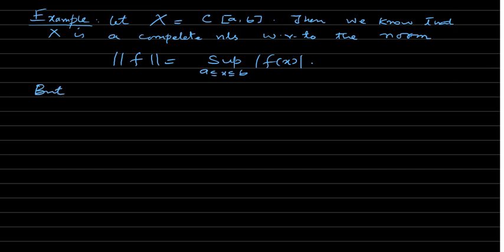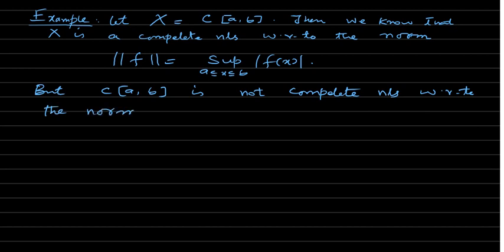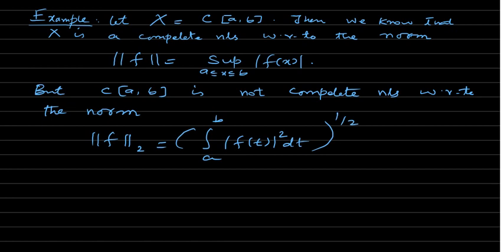But this same space C[a, b] is not a complete normed linear space with respect to the norm called the integral norm. With respect to this norm, the norm 2 of f is equal to the integral from a to b of |f(t)|^2 dt, whole power 1 by 2. That's the Riemann integral, so this you had done. This is complete with respect to the sup norm, but it's not complete with respect to the integral norm.